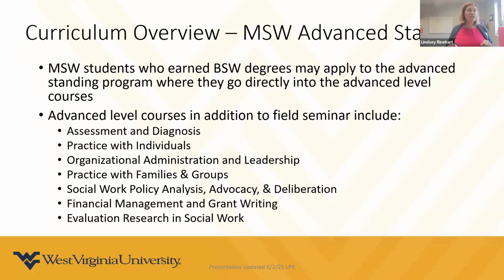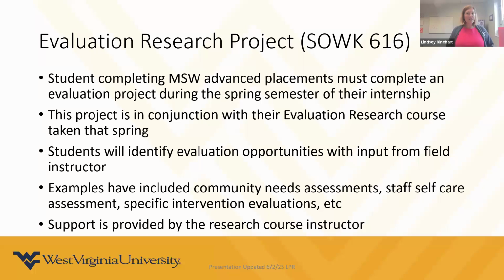This is where they're at the level where they can do some clinical work, if that's the sort of work that your agency does. So they will have taken an assessment and diagnosis class, and they'll take a practice with individuals course. But as part of this advanced generalist year, we also want them to have a wide array of courses. They are also taking an organizational administration course, where they look at nonprofit management and how organizations are structured. They have a families and groups course, a policy course at a higher critical level, a financial management and grant writing course, and then an evaluation research course, which we'll talk about a little bit more here.